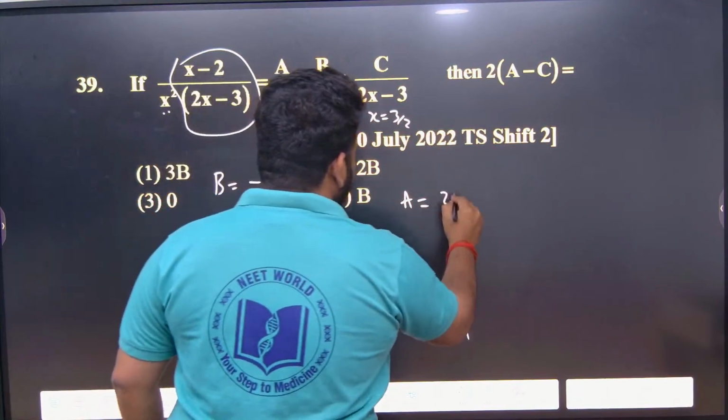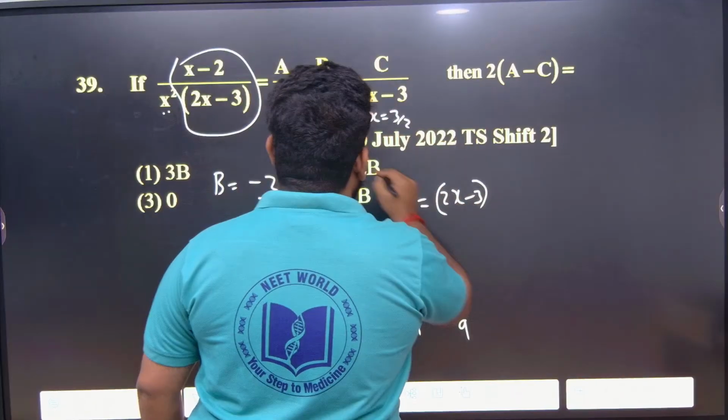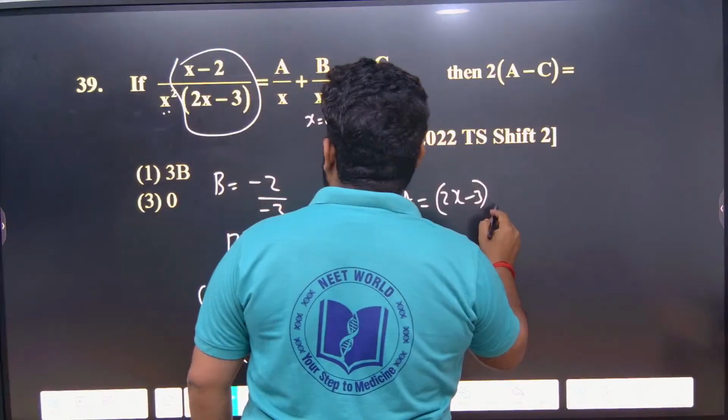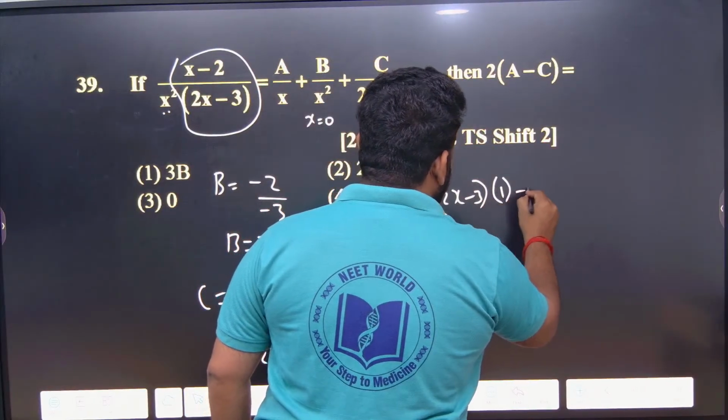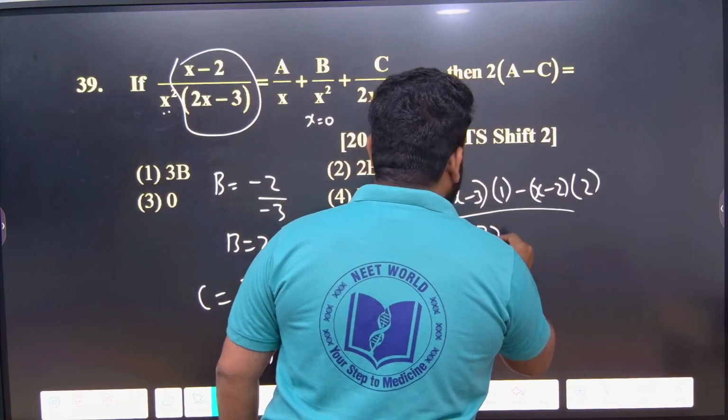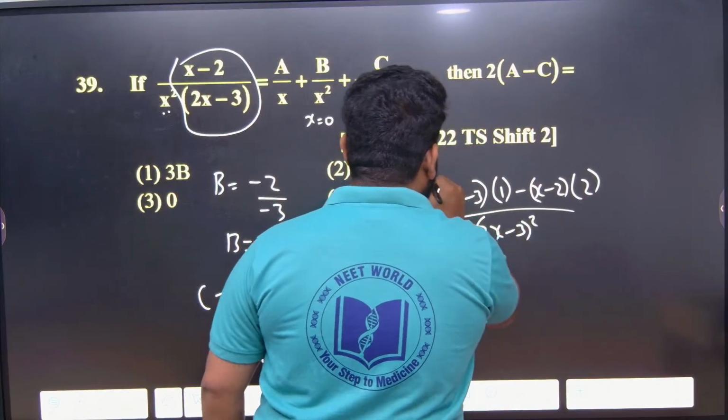This gives me 2x minus 3 into, what is this? I have to put the x value as equal to 0. So 2x minus 3 into, the differential of x minus 2 is 1, minus x minus 2 into 2x minus 3, means I should write just 2, divided by 2x minus 3 whole square. Put x is equal to 0 here.